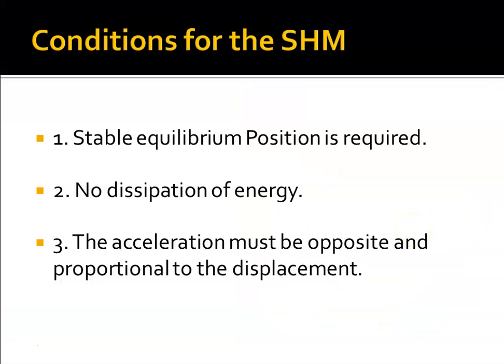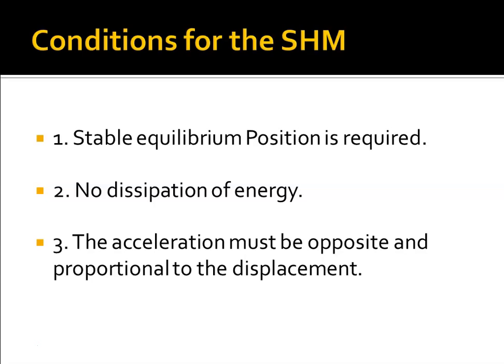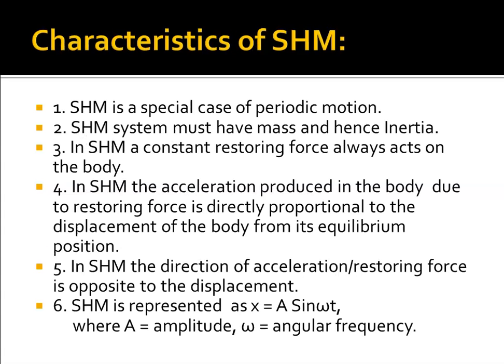So let us discuss what are the conditions of the simple harmonic motion. A stable equilibrium position is required, as we discussed. The position at the center point will be the stable equilibrium position. If there is no stable equilibrium position, then the particular oscillating system is not considered as a simple harmonic motion. No dissipation of energy: this is the condition in which the pendulum is oscillating in a frictionless atmosphere, so you can assume that the simple harmonic motion does not dissipate any kind of energy at all. The third point, the acceleration must be opposite and proportional to the displacement. This is what we have discussed just now.